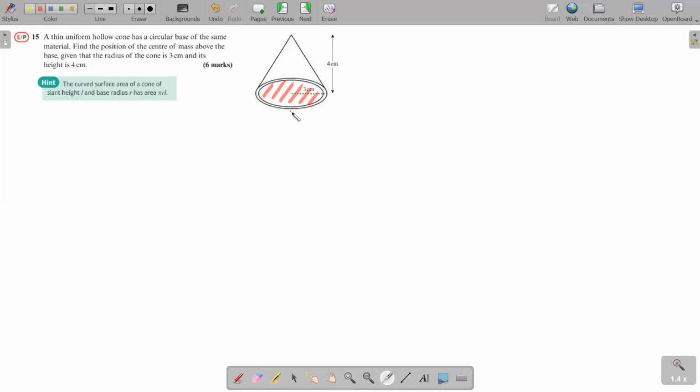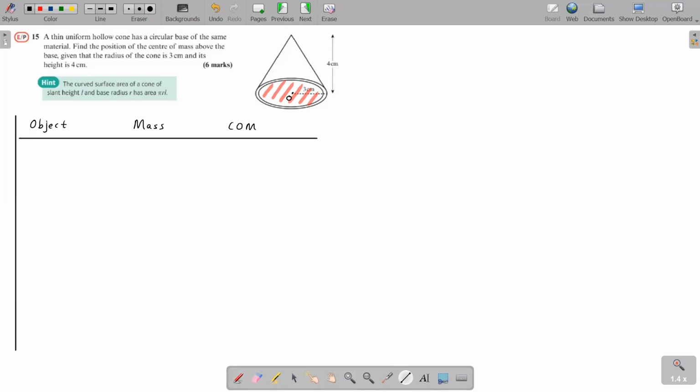Okay. Now, how do we get the center of mass? How do we get the center of mass? So there are several things here. Again, you can make your table: the object, mass, and the center of mass, but you have to be really cautious here. Why? Okay, so I'm getting the center of mass from the point O. So point O is the bottom.